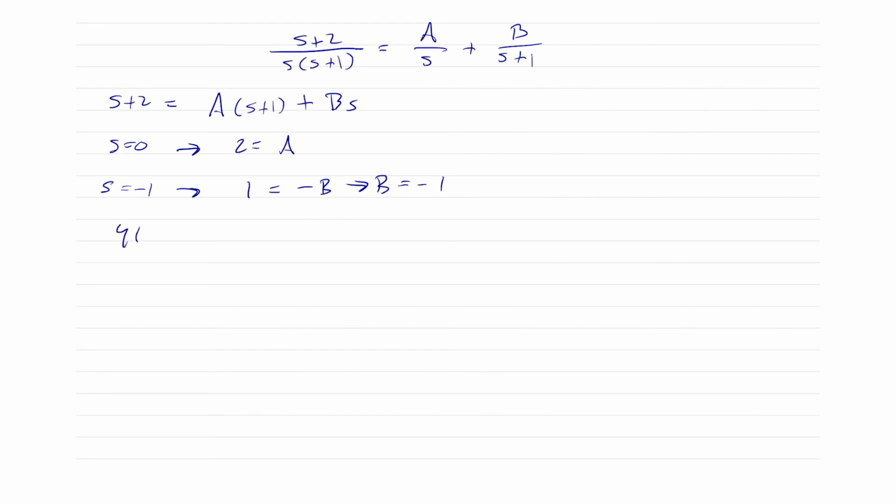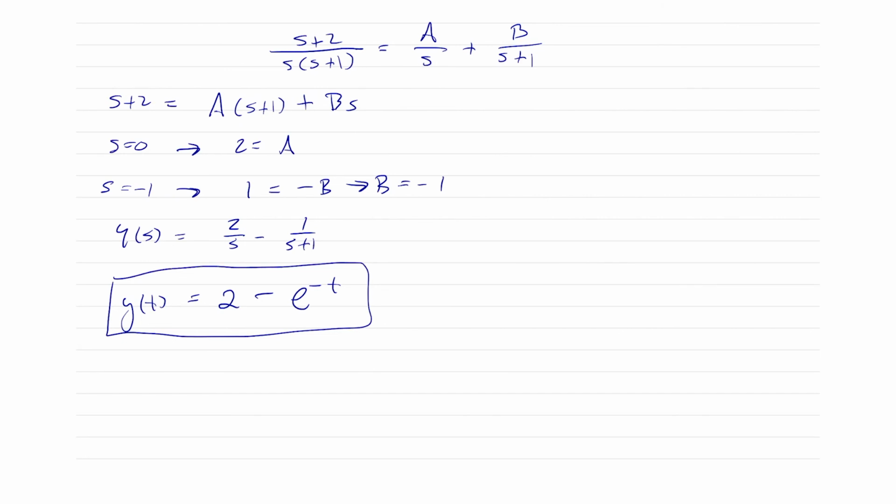All right, so now what do we have? We have that Y of s is equal to 2 over s minus 1 over s plus 1. And so now that leaves y of t is equal to 2, because we're taking the inverse Laplace transform of 2 over s. The inverse Laplace transform of 1 over s is just 1. And so now that just gives us 2 minus e to the minus t. And there you go. That's the solution to the integro-differential equation.